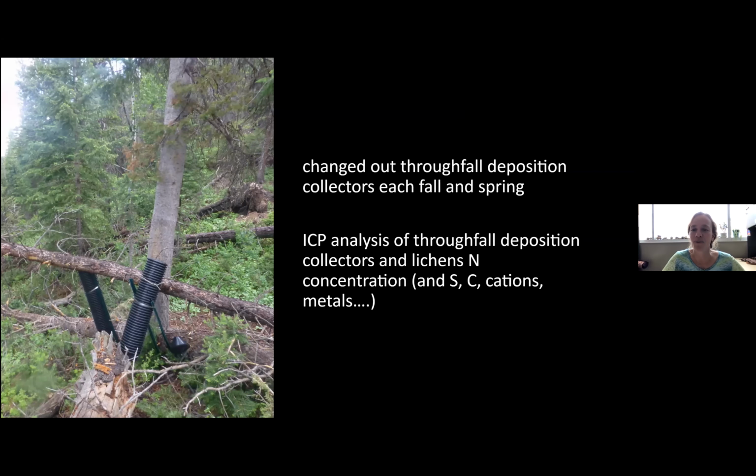And we went out and changed the throughfall collectors every fall and spring. Fortunately, we had 15 of them at each site because some of them had casualties. This one had a tree falling on it, which was a total bummer. And it was really, really hard to recollect the monitors. But anyway, we still had a bunch of samples out there, so it was okay. And then once we collected the throughfall deposition and the lichens, we sent them for ICP analysis, and we were able to get the nitrogen concentrations from both, as well as sulfur, carbon, a bunch of cations and heavy metals, which we're not going to talk about, but the same methods can be used for those.